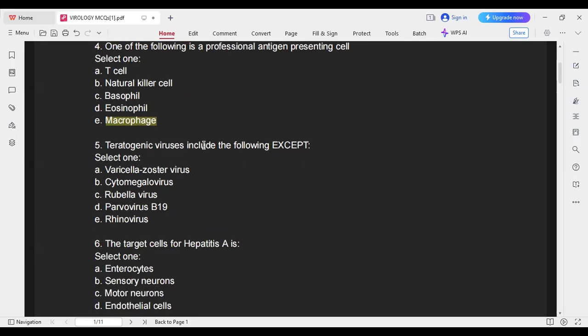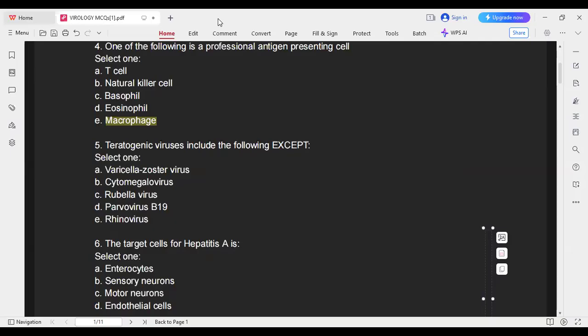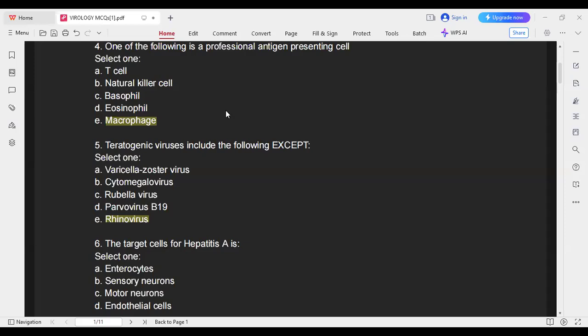Okay, number five. Teratogenic viruses include all the following except. E, yes, rhinovirus. We were saying teratogens. So what are teratogens? Teratogens can be viruses, it can be bacteria that cause malformations or congenital malformations during the birth process. I've seen everyone has said E, that's correct. Rhinovirus.